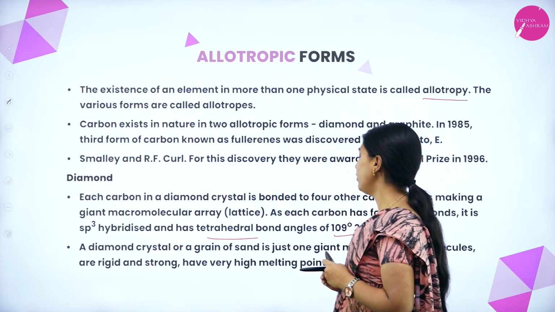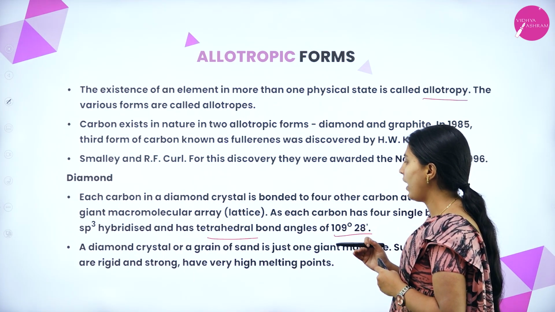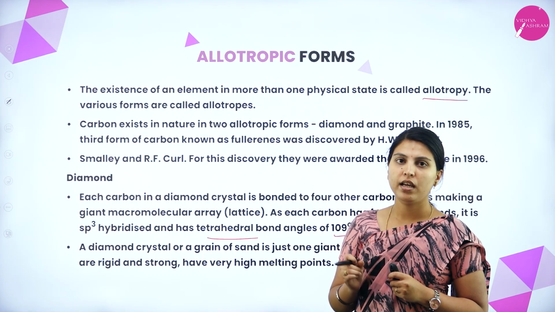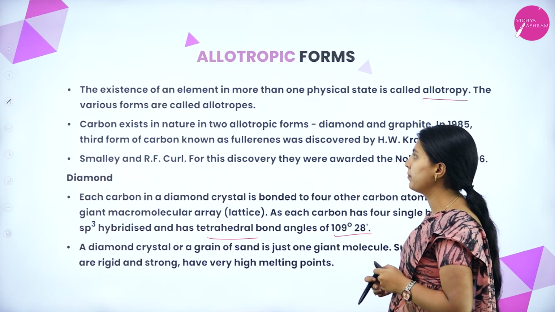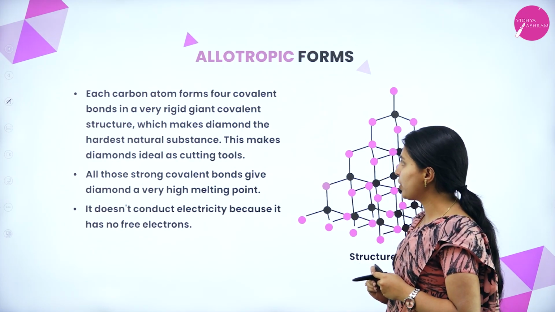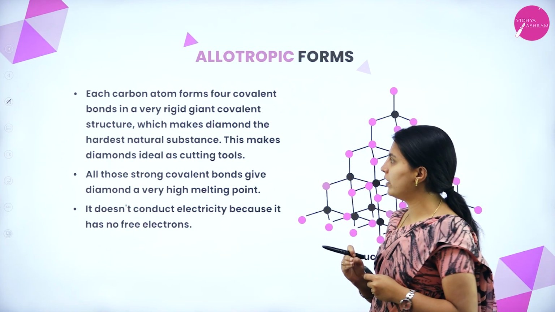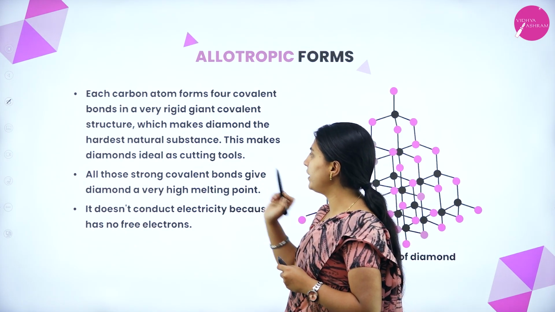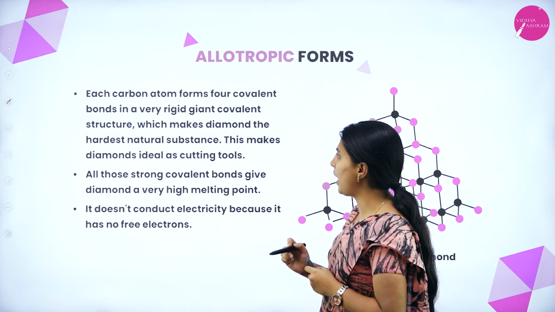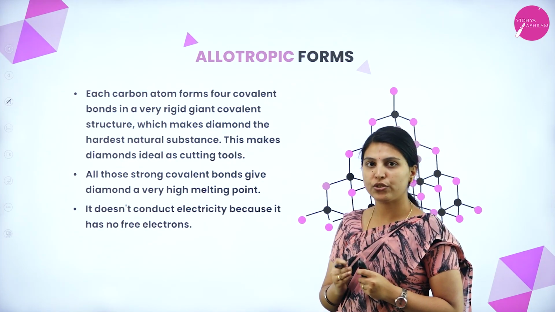A diamond crystal or grain of sand is just one giant molecule. Such molecules are rigid and strong, and have a very high melting point. We know diamond is a very strong substance and has the highest melting point. Each carbon atom forms 4 covalent bonds in a very rigid giant covalent structure, which makes diamond the hardest natural substance. This makes diamonds ideal as cutting tools. Diamond can be cut by diamond, we know that. Why does this happen? Because each carbon is attached to 4 other carbons, which makes the bonds strongest.